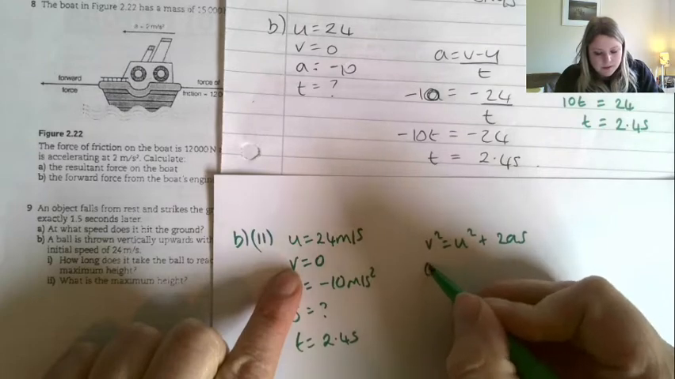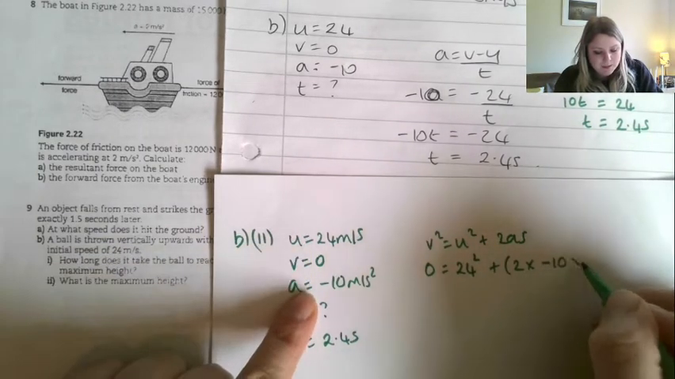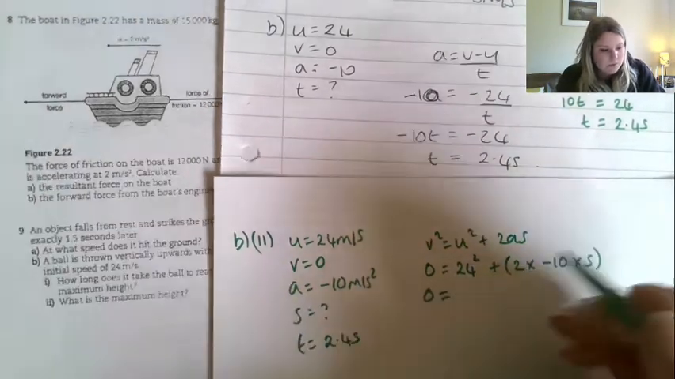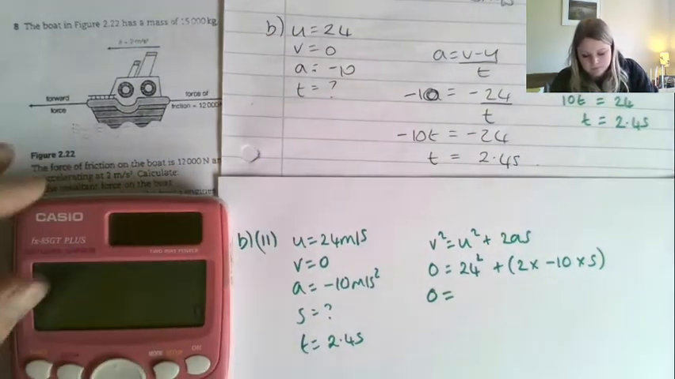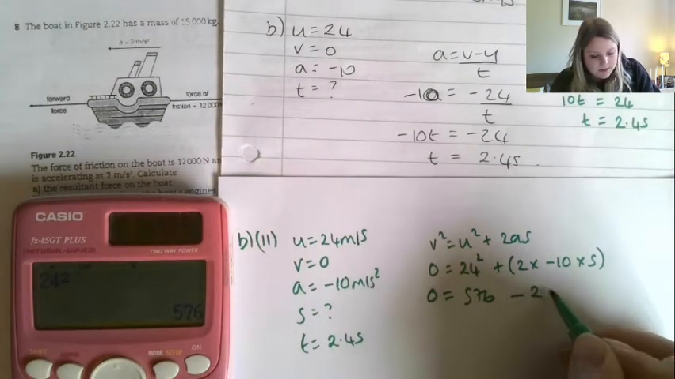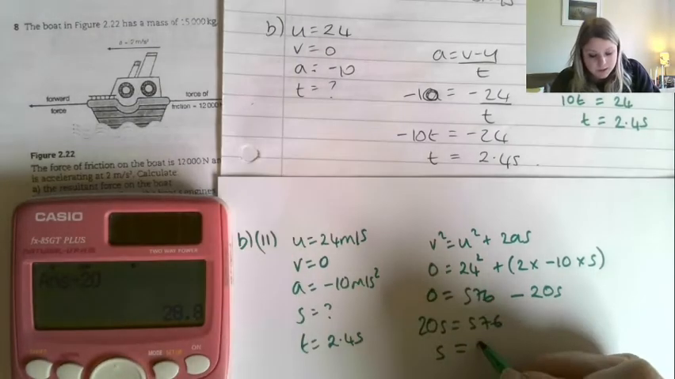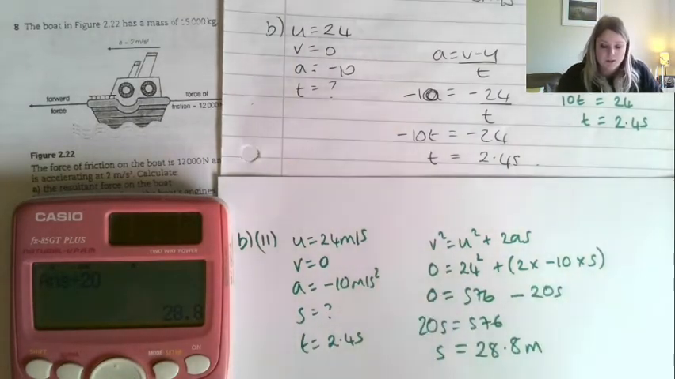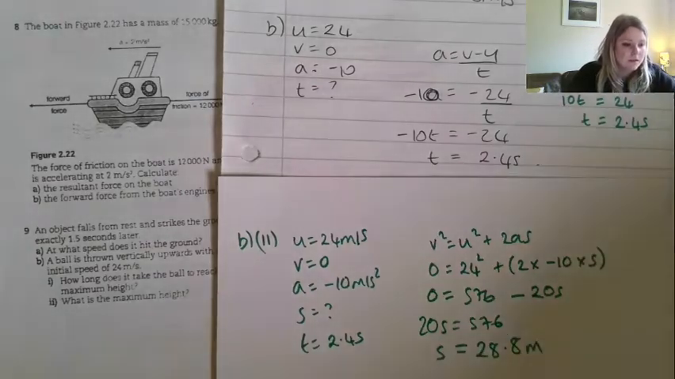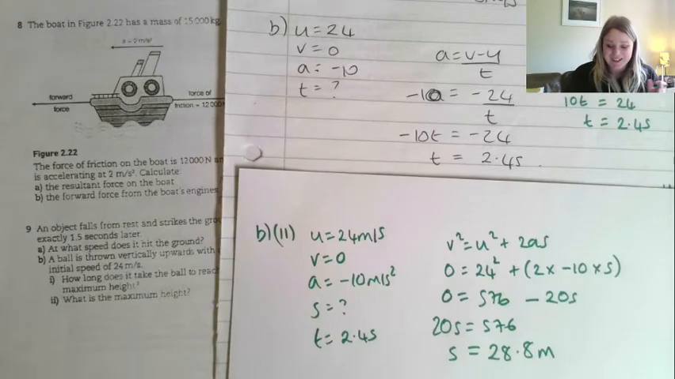So v is 0, u is 24, plus 2 multiplied by minus 10 multiplied by s. So what's 24 squared? 576 minus 20s. Add 20s to both sides and then divide by 20. And we get 28.8 meters. So we get the same answer there. So either method works. Either method is as valid as the other. There's no better way. It's up to you, whichever you prefer.